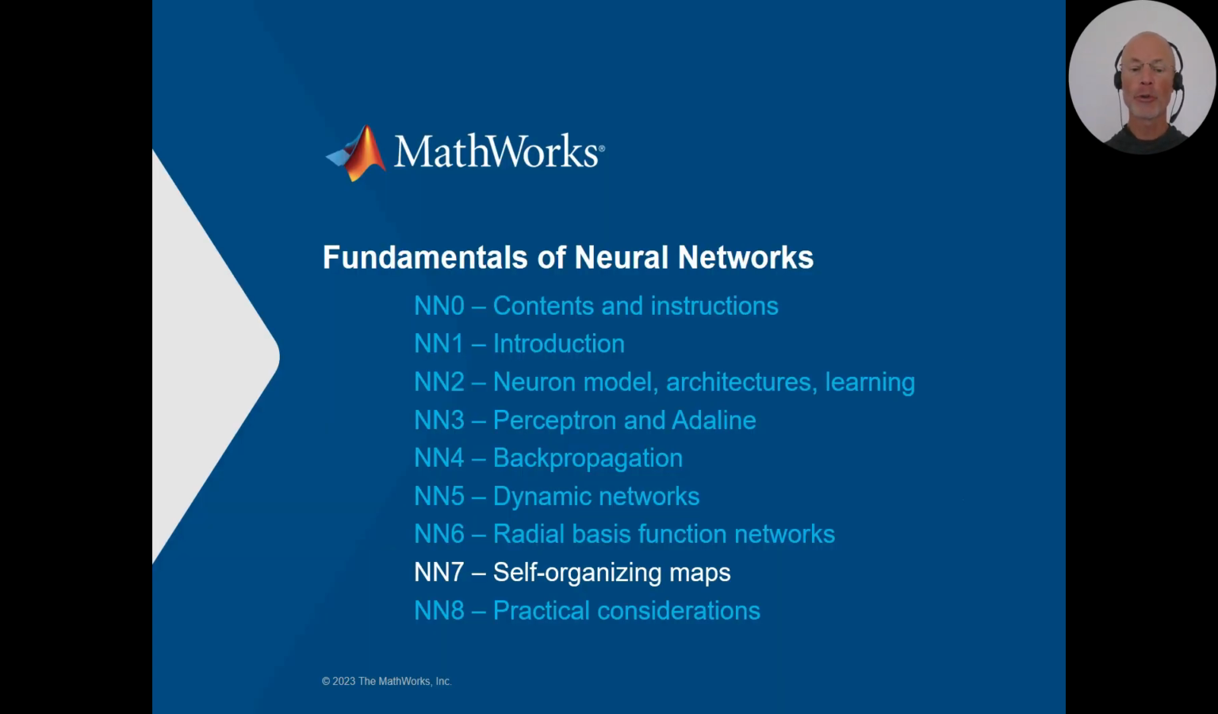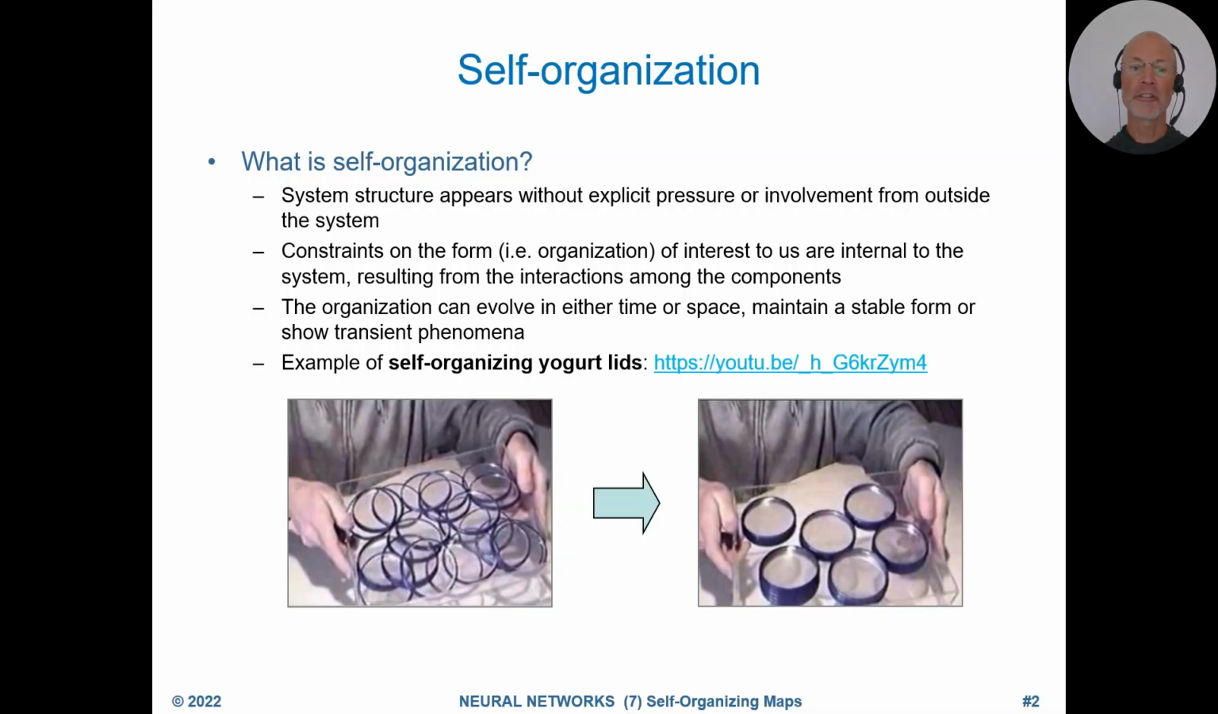In this chapter, we introduce self-organization and self-organizing maps. Self-organization is a very interesting phenomenon where the system structure appears without pressure or involvement from outside of the system. Constraints on the form are internal to the system and result only from interactions among the components. This self-organization can evolve either in time or space, can be stable, or can also show some transient phenomena. An example below shows an interesting emergence of self-organization in yogurt lids by just shaking this structure.